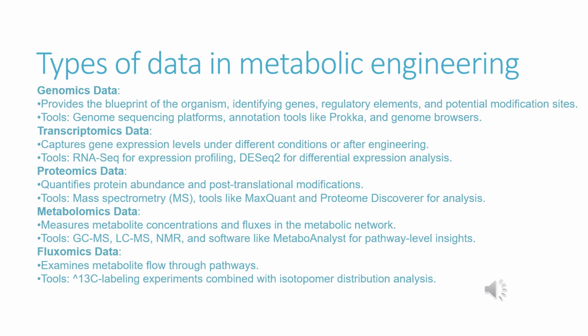for analysis. The next kind of data is metabolomics data. It measures the metabolite concentrations and fluxes in the metabolic network. The tools that can be used are MetaboAnalyst for pathway level insights, and characterization techniques such as GC-MS, LC-MS, and NMR. The last kind of data is fluxomics data. It examines the metabolite flow through pathways. The tool that can be used is isotopomer, which involves 13C labeled carbon experiments and distribution analysis.